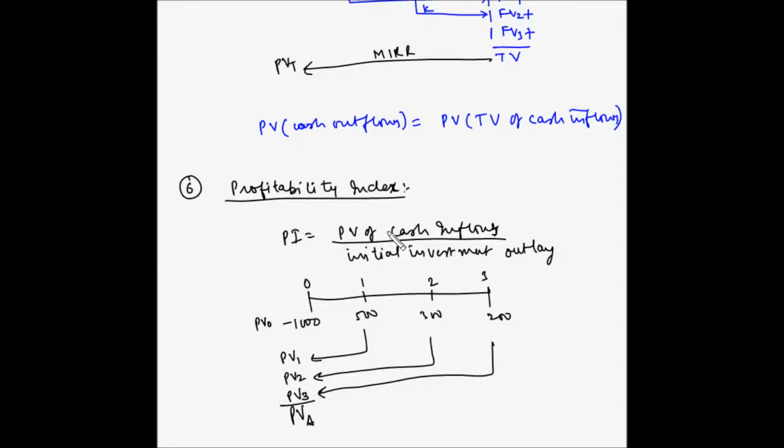Now, profitability index is also known as the benefit to cost ratio, because the present value of cash inflows represents the benefits, whereas the initial investment outlay represents the costs. So the acceptance rule is that if the profitability index is greater than 1, then we should accept the project, because that means the benefits are more than the costs.